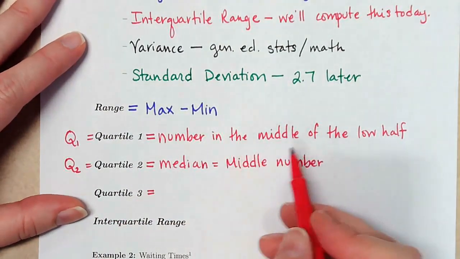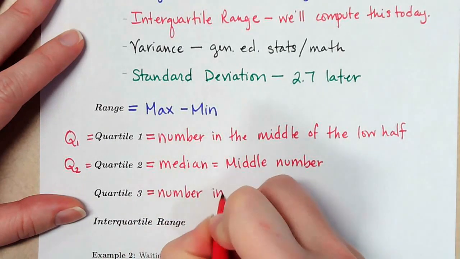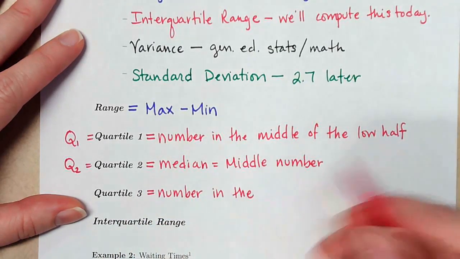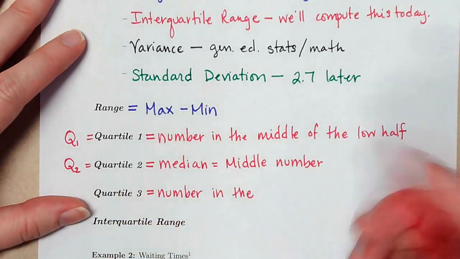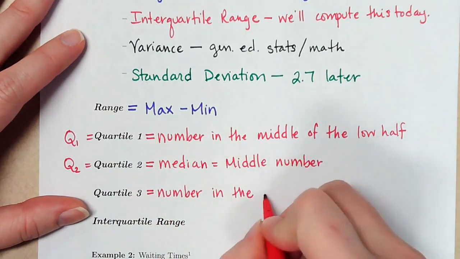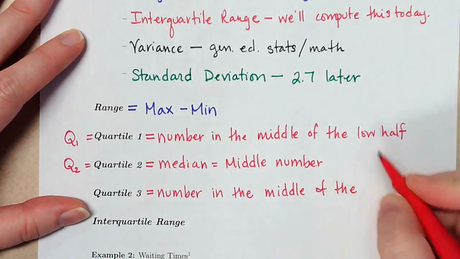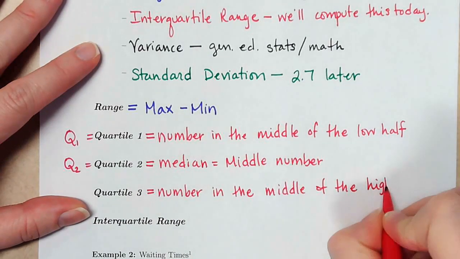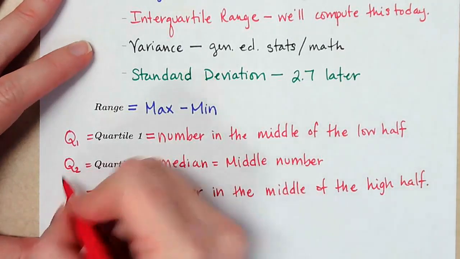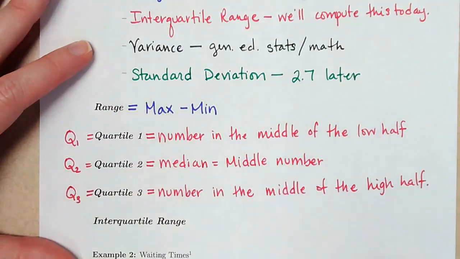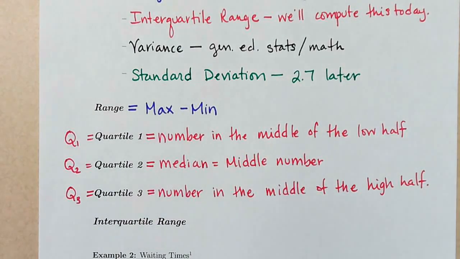Quartile 3 is the number in the middle of the high half, cutting off the upper 25%, so 75, 25 of the data. So split the data set into 2 using the median, and then find the middle of the high half, find the middle of the low half, then you split it into quarters. Okay.